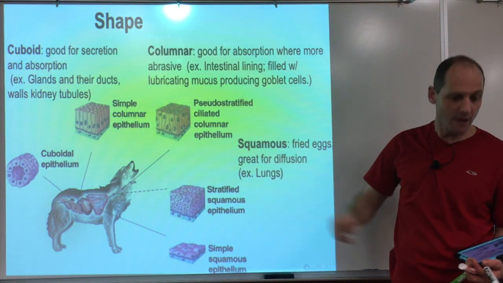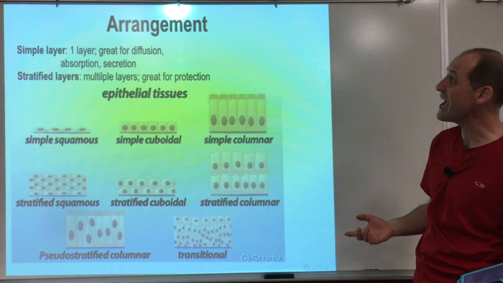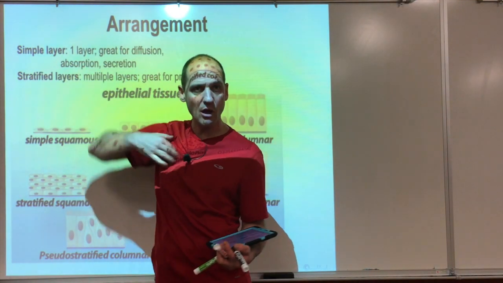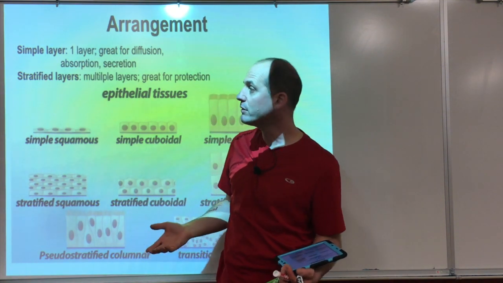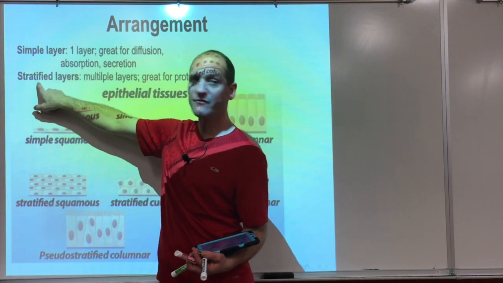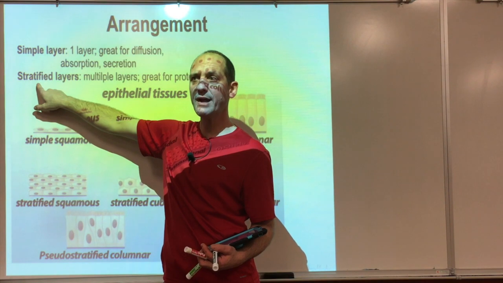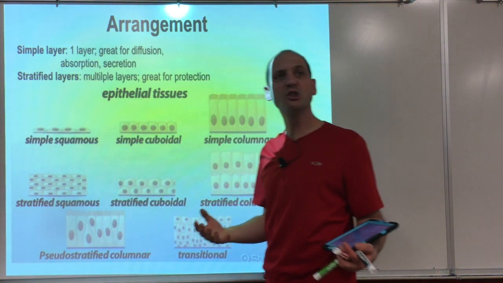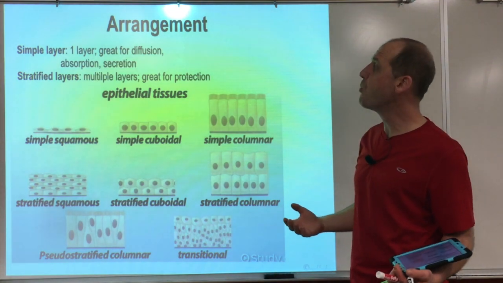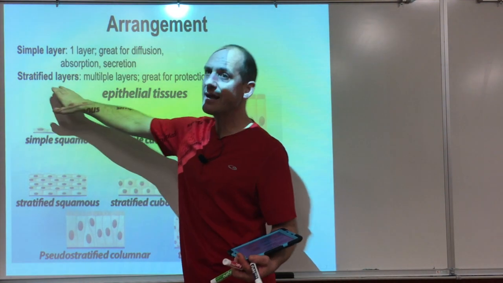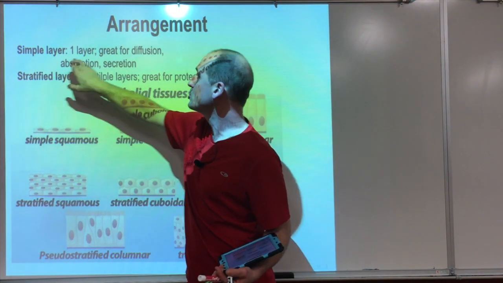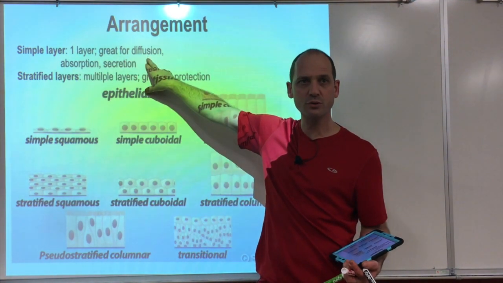That's also the skin. But what plays into there is the fact that we can have a simple layered cell, like in that lung, or also in the gut, or we can have stratified. That's multiple layers. So the lungs and the skin are the same cell shape. They're both squamous, but one of them is multi-layered, so it's good for protection. The other one is simple layered, so it's good for diffusion of the oxygen.